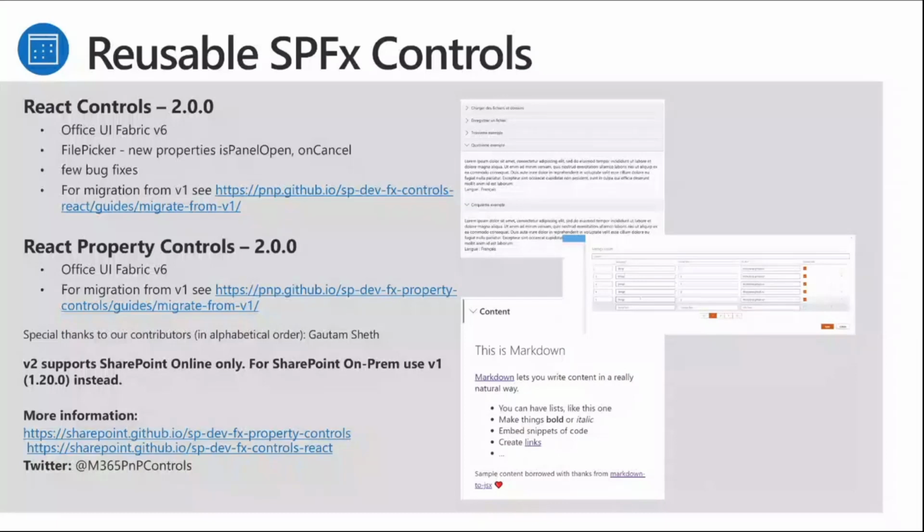On the reusable components, React Controls 2.0 supports Office UI Fabric v6, with a new file picker control with new properties, a few bug fixes, and for migration from v1, there's a migration guide for both the controls and the property controls. I encourage everybody to try out these controls. It's a great way to get outstanding out-of-the-box support for various editing and display components right in your applications without a whole lot of extra work. V2 supports SharePoint Online only. Sometimes you've got to make choices. For on-prem, V1 will continue to be supported for the foreseeable future.